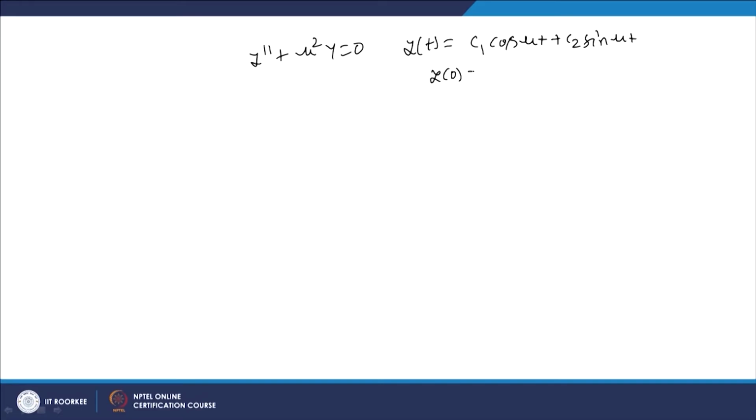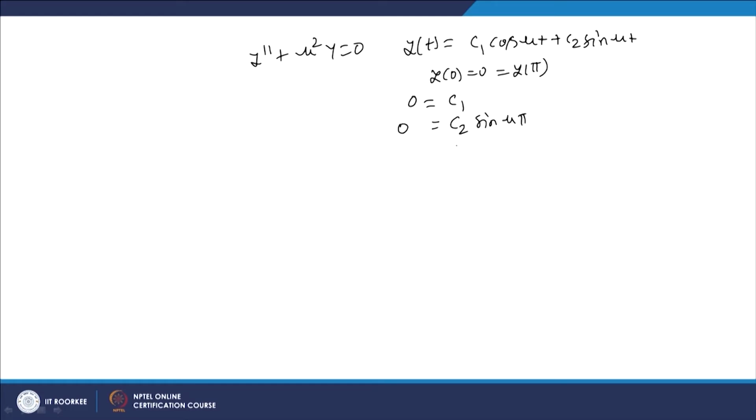For that, y(0) equal to 0 equal to y of pi. When you put y of 0 equal to 0, we have 0 equal to c1, so c1 is coming out to be 0. Now y(pi) equal to 0, when we put y(pi) equal to 0, we have 0 equal to c2 sin of mu pi. So, it means that we have c2 sin mu pi.